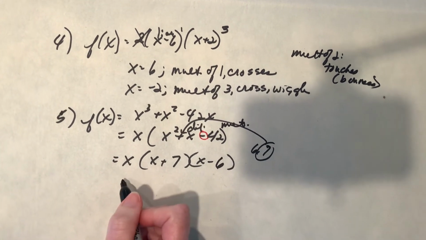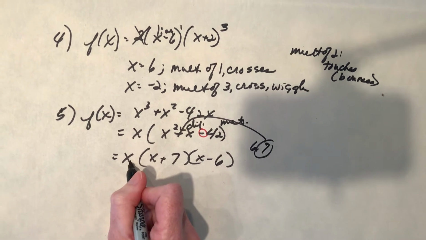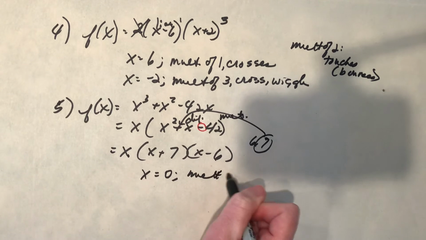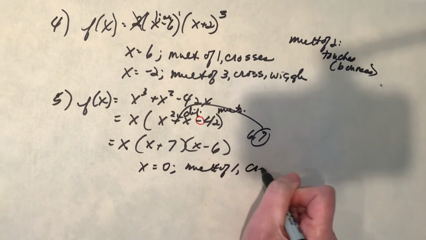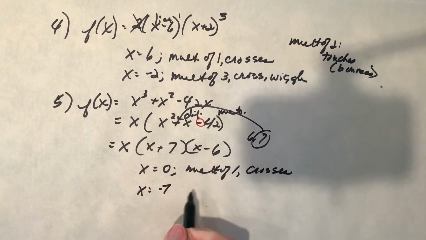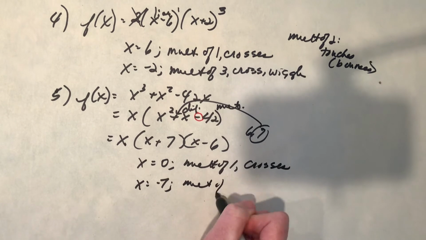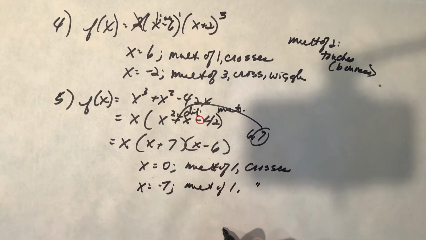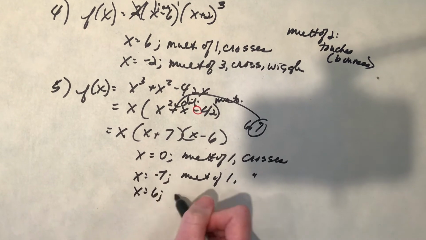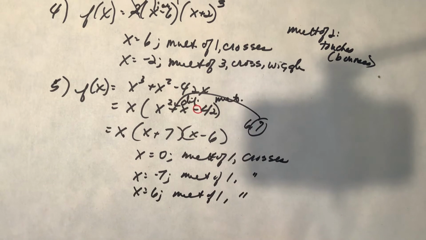And now what we've got is 3 zeros here. We've got an x equals 0. That's a multiplicity of 1, and it crosses the x-axis. I've got an x of -7. That's also a multiplicity of 1, and it will also cross the x-axis. And then you've got x equals 6. Again, multiplicity of 1, and it crosses the x-axis.